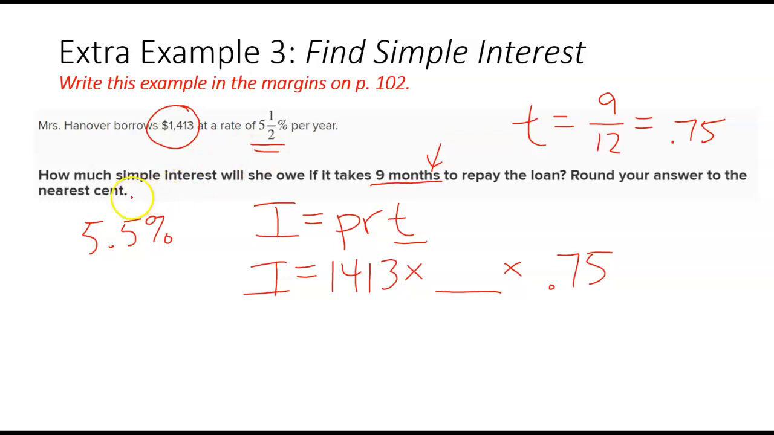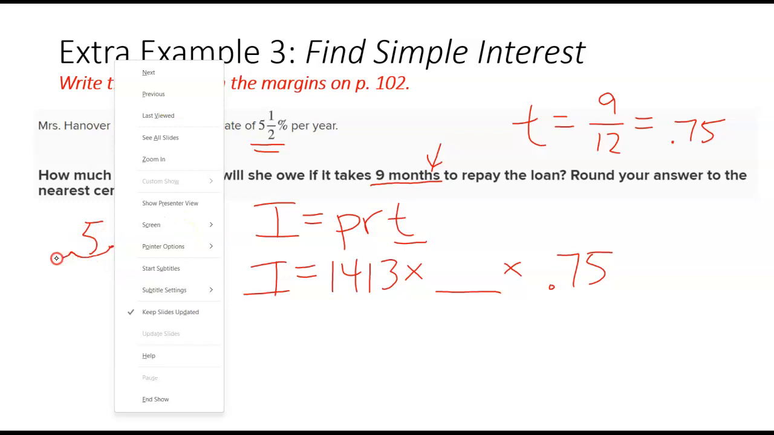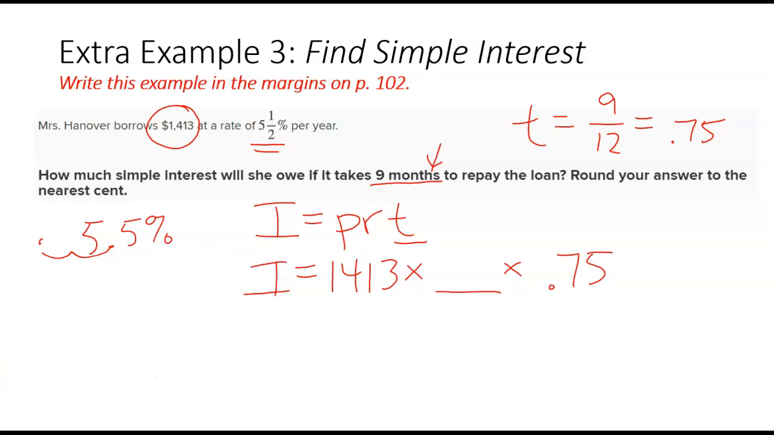But now we still have to change this percent to a decimal. So move it 2 places to the left, and put your decimal there and fill in a 0 in that empty space. So as a decimal, our rate is 0.055. Don't forget, in all the problems we've done this whole chapter, we never use this number followed by the percent sign in any of our calculations. You always have to change the percent to a decimal before you actually use it.